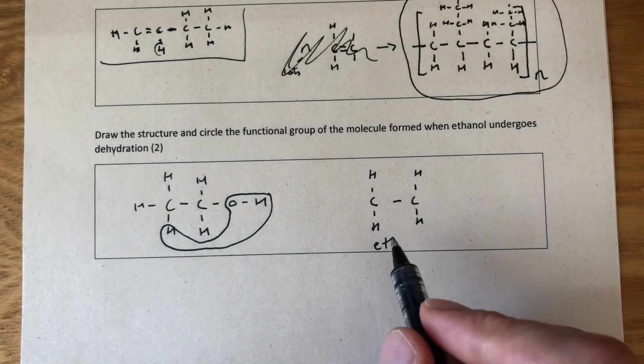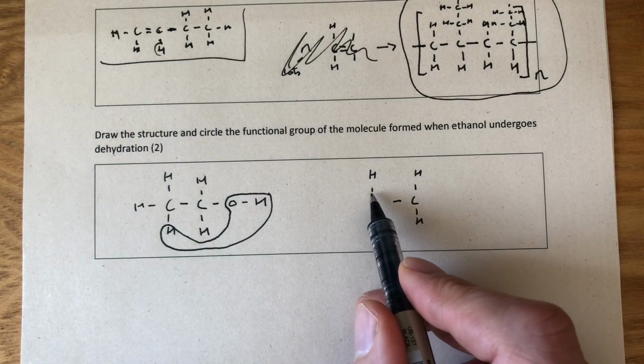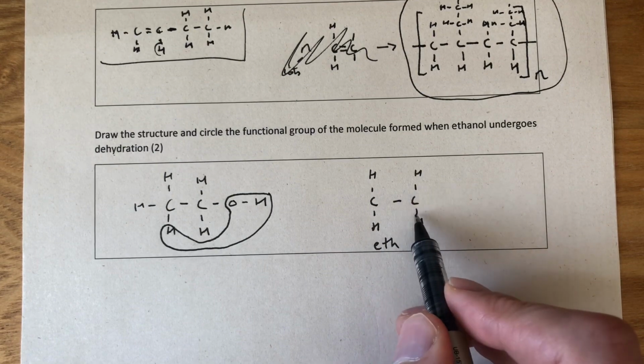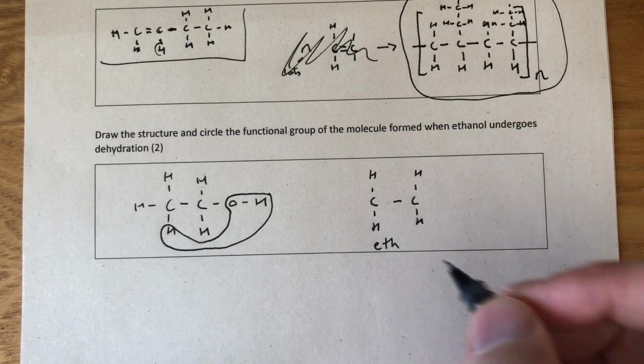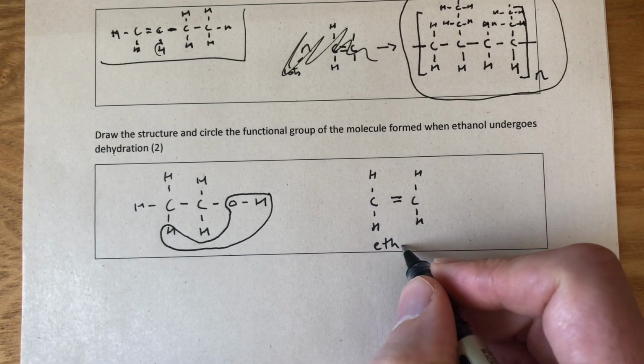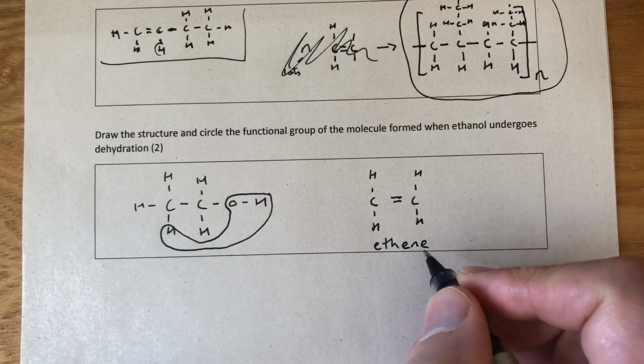Having said that, there's a problem with this diagram, because if we look at these carbons, there's 1, 2, 3 bonds around that carbon, and 1, 2, 3 bonds around that carbon. So to make 4 bonds, we're going to need a double bond in between them, so that, therefore, makes it ethene. That's its name.